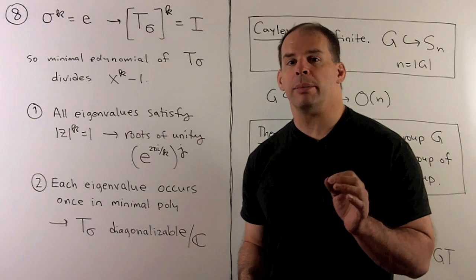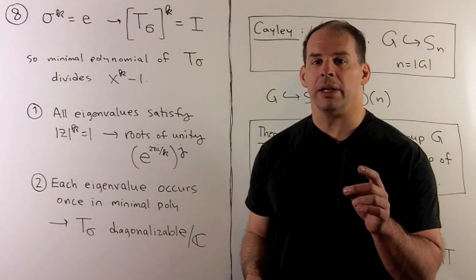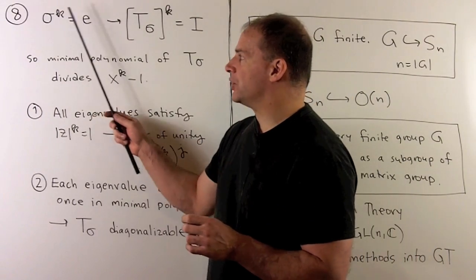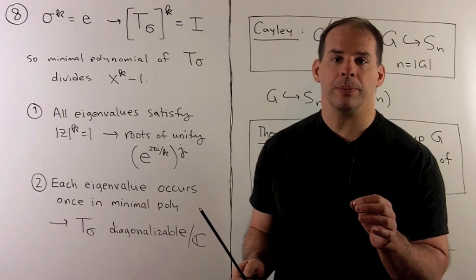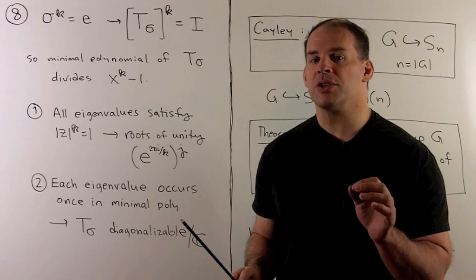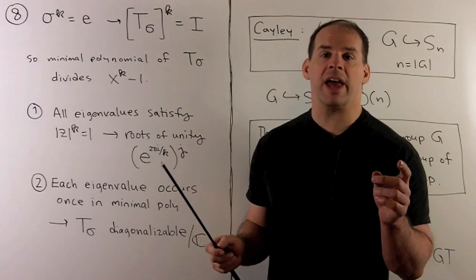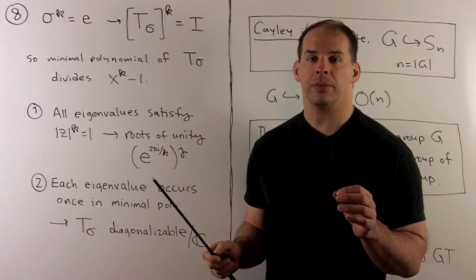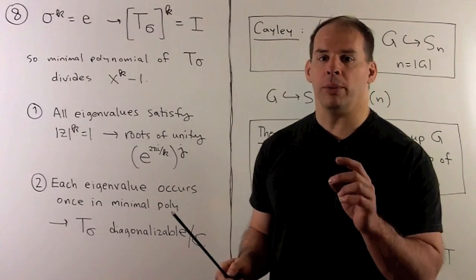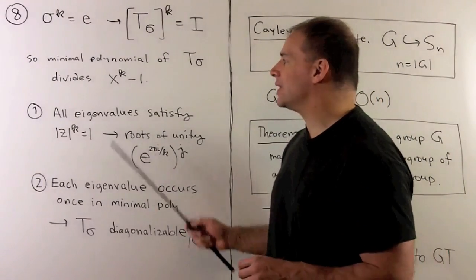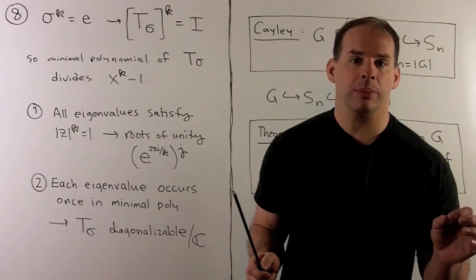Now, we haven't made use of the fact that S sub n is a finite group. That'll mean for a given permutation sigma, there'll be some power k that gives us the identity. If we apply the homomorphism property, we'll get that the matrix for sigma raised to the k is the identity matrix. Going to linear algebra, this means that the minimal polynomial for the matrix for sigma divides x to the k minus 1. This will give us two facts.